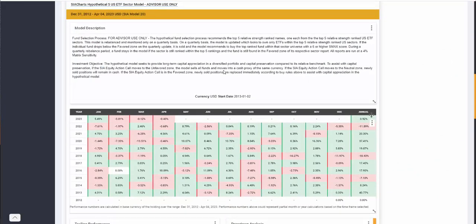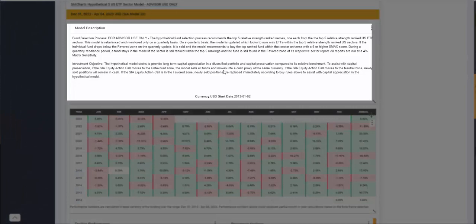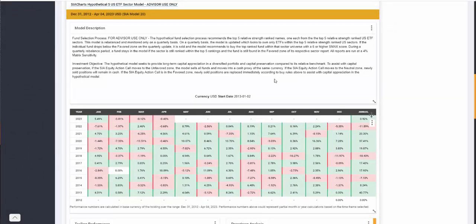Going back to the model, we have also overlaid the SIA equity action call on this model. For example, if the equity action call moves to the unfavored zone, the model sells all funds and moves into a cash proxy of the same currency. If the equity action call moves to the neutral zone, newly sold positions will remain in cash. And lastly, if the equity action call is in the favored zone, newly sold positions are replaced immediately according to the buy rules as mentioned above.